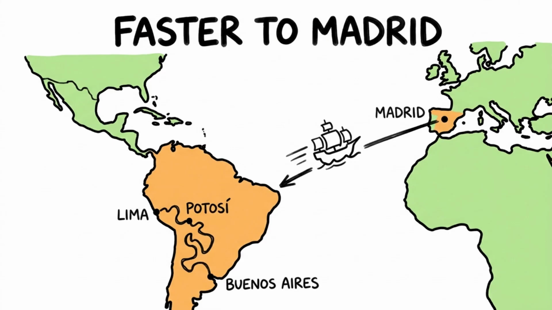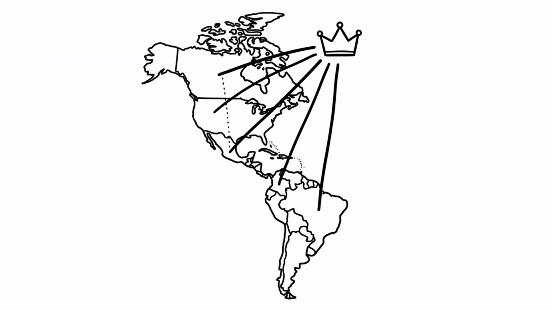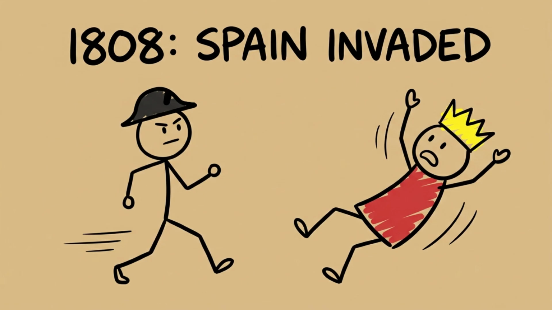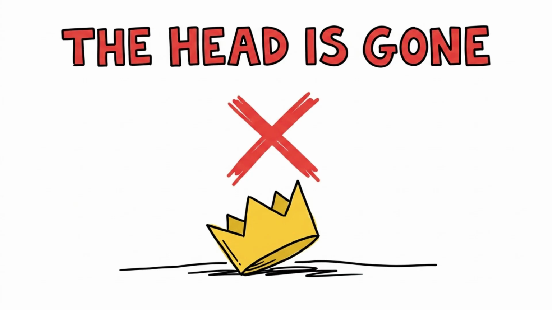Now picture the moment the connection to Spain breaks. In 1808, Napoleon invaded Spain and forced the Spanish king to abdicate. Suddenly, the head of the entire imperial system was gone. Across the Americas, local governing councils called juntas sprang up almost overnight, each one claiming authority in the king's name until order could be restored.